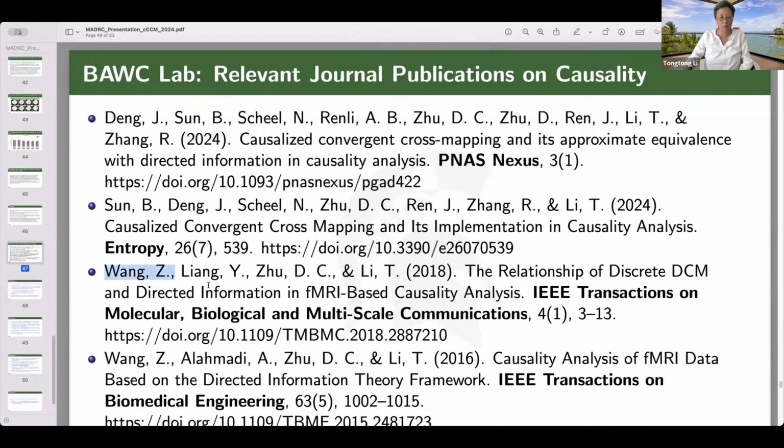Here in this paper, Michael, if I could send this to you. We proved that the BOLD signal, let's say Y of t, is considered to be the convolution between the neuron activity X of t and the HRF, H of t. Then we prove that if the system is invertible, then based on directed information, the causality between the two signals is equivalent to the causality between the neuron activity.